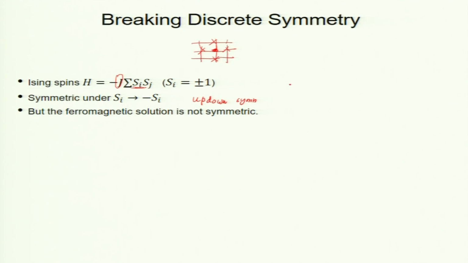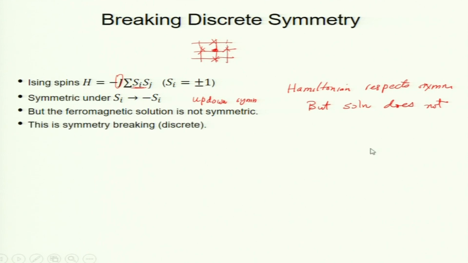Your Hamiltonian respects the symmetry, but the solution does not. Of course, this is a discrete symmetry, it is not a continuous symmetry, because it is either 1 or minus 1, right. There is nothing in between. So, it is a discrete symmetry breaking. Okay. So, this is a simple example. Of course, there are many examples, like this up down symmetry, or you can have parity. Parity is always plus or minus 1. So, that kind of spins.